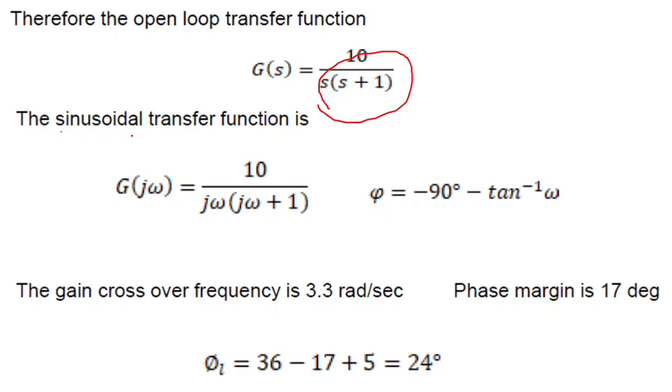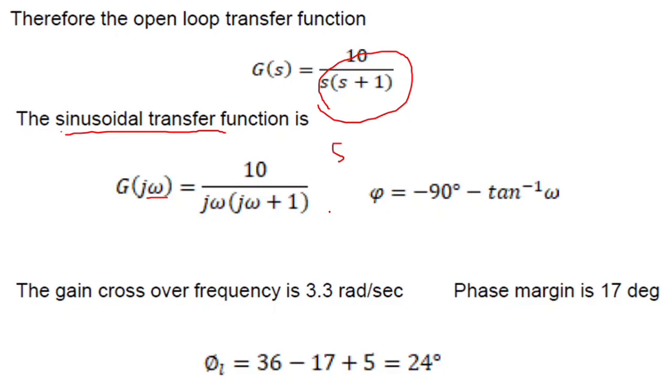And then, in the second step, we have to find the sinusoidal transfer function. Wherever we have s, we just substitute j omega. That is, 10 divided by s; in the place of s we substitute j omega times (j omega plus 1).